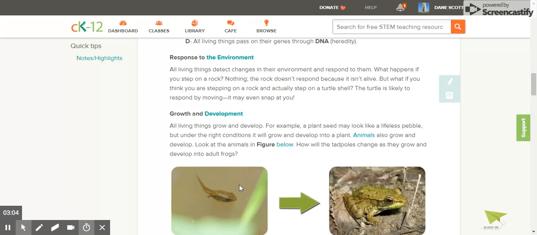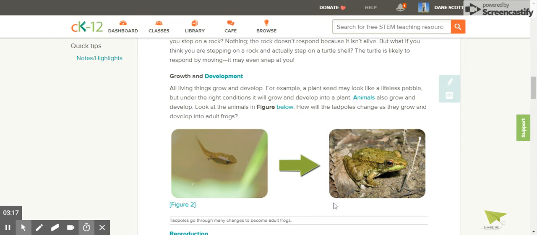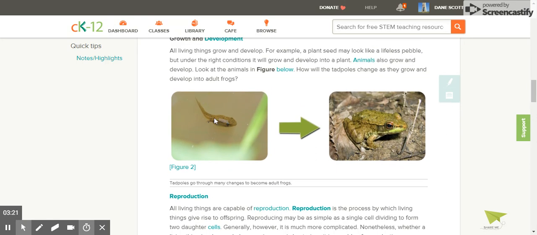Growth and development. All living things grow and develop. For example, a plant seed may look like a lifeless pebble, but under the right conditions, it will grow and develop into a plant. Animals also grow and develop. Look at the animals in the figure below. How will the tadpoles change as they grow and develop into adult frogs? We see a tadpole, and after it grows and develops, it becomes a frog.